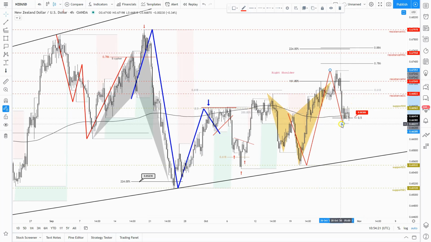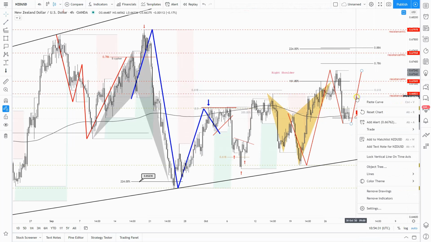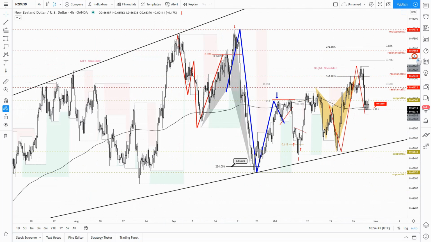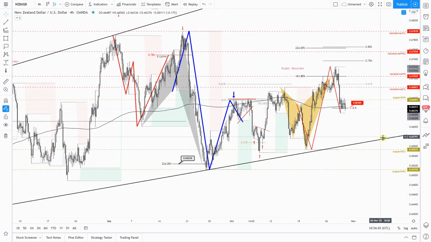It suggests, as I said before, it may suggest a retest of the previous highs, but nothing is granted, obviously. And because this may be our right shoulder, I will not be surprised to see more downside momentum for the Kiwi. Let's wait for that to happen.